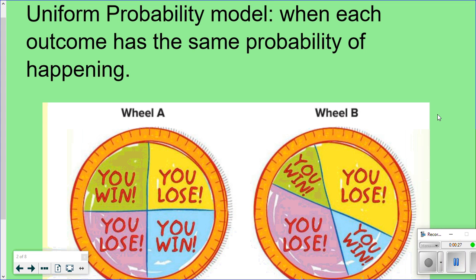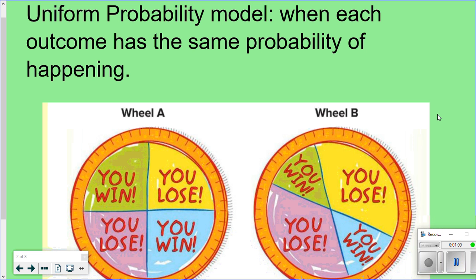So spinner B does not have uniform probability. Okay? If I would ask you which one would you want me to spin for you, what would you say? A. Well, look at it. The you win sections are the same size as the you lose. If I look at spinner B, the you win sections are smaller than the you lose. So in this one, I have a higher chance of having a you lose.